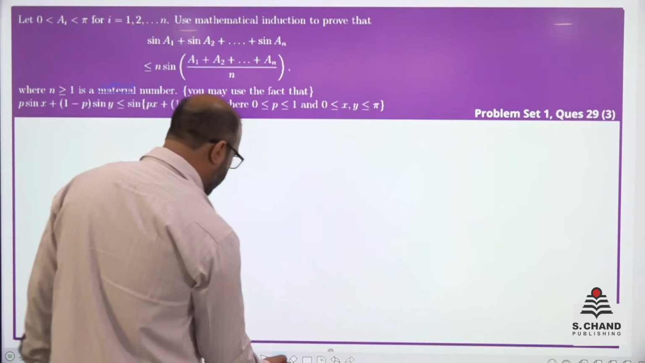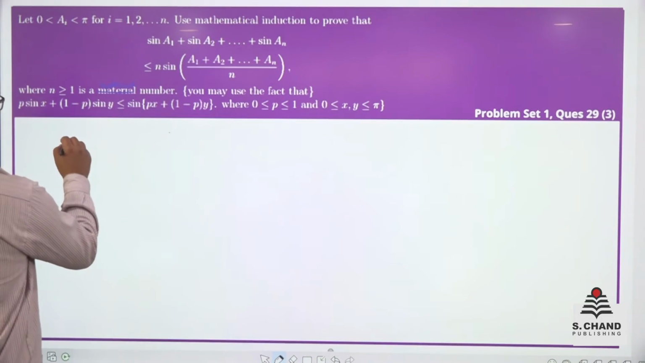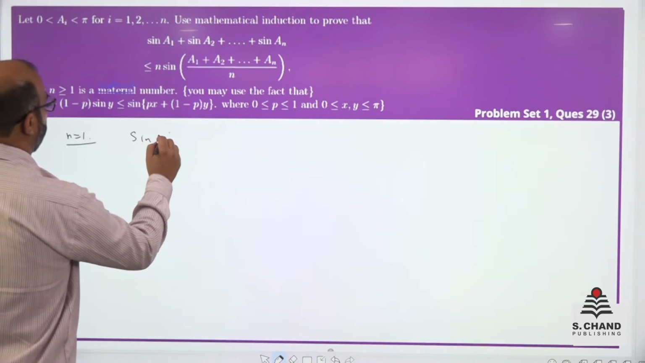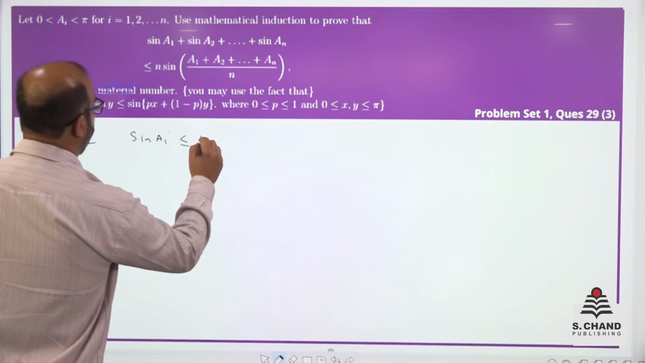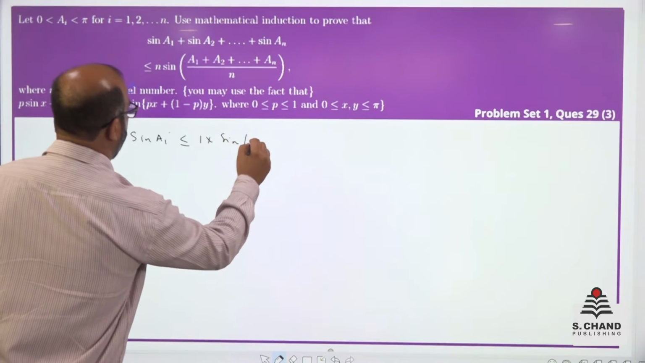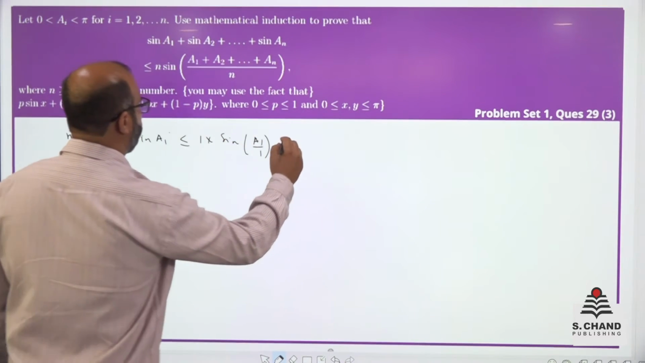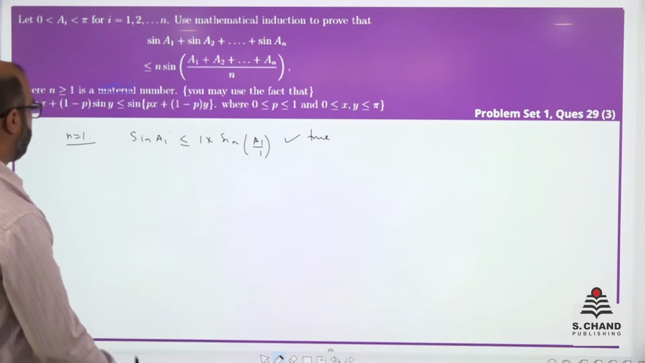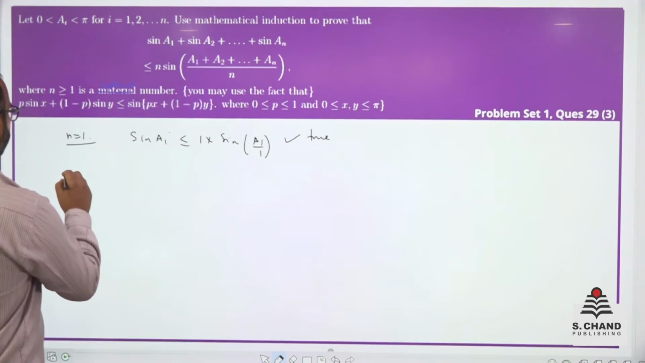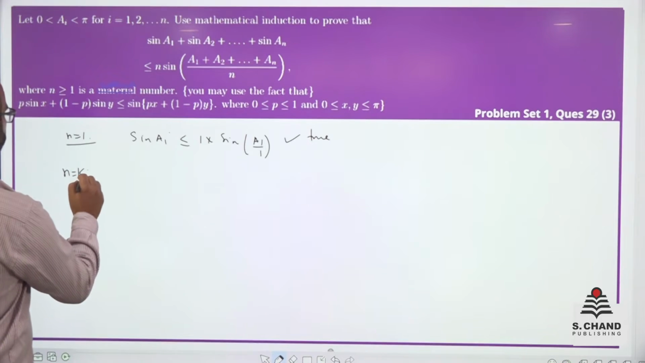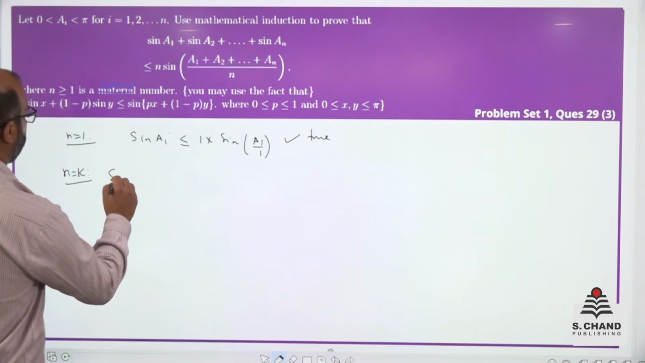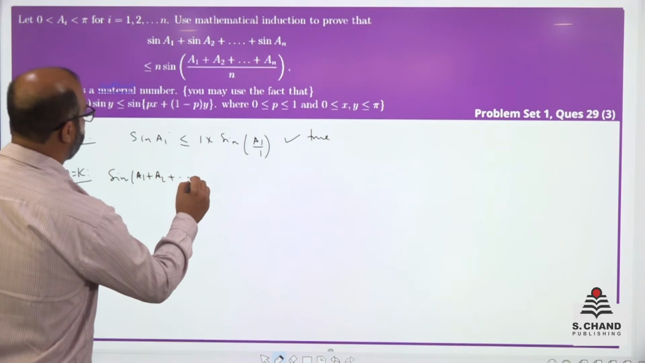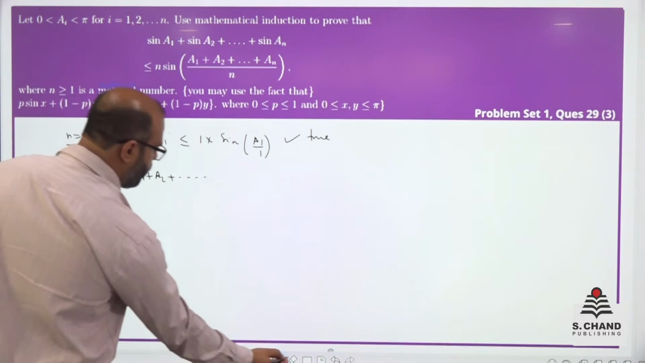So, here again for n is equal to 1, LHS is sin A1, which is less than or equal to 1 into sin A1 by 1, which is true. Since they are equal, this inequality is true because it includes equality. For n is equal to k, it is true.